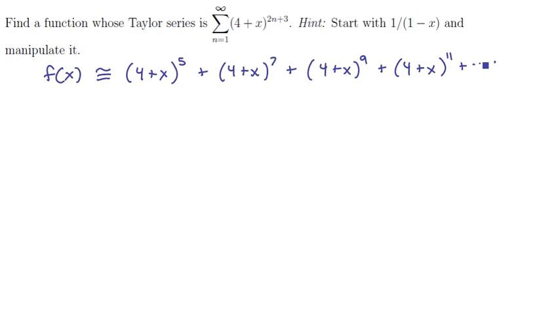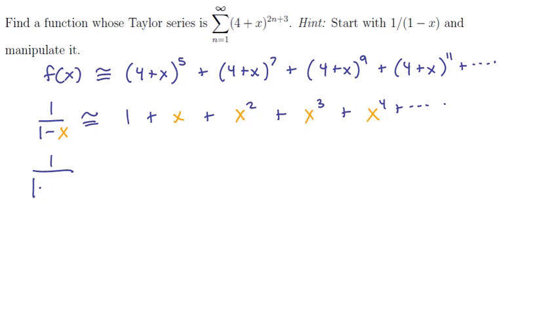Now, let's start by writing the function 1 over 1 minus x and see if we can get to this function from there. The Taylor series for 1 over 1 minus x is 1 plus x plus x squared plus x cubed plus x to the 4th, all the way down the line. And so what we can do is take this x and replace it by something else in the hope of getting closer to the series we're looking for. Now, what we might try to do is replace it with 4 + x, since that's the expression being raised to powers all across the board here.